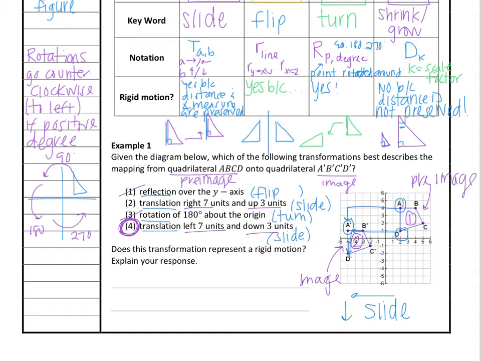And then there's a follow-up question that says, does this transformation represent a rigid motion? Explain your response. This is a typical question on a short answer part of an exam. So you need to get in the habit of answering these questions and answering them specifically. So yes, because a translation preserves blank and blank.